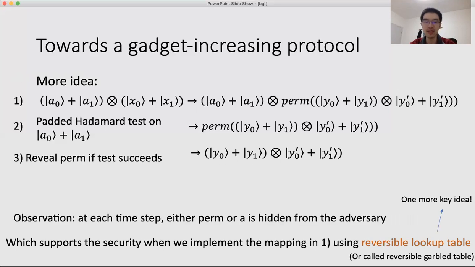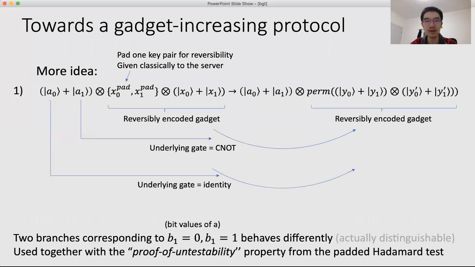And when we design the mapping in the first step, we can use the reversible lookup table. And we can see this is still a mapping from 2 gadgets to 3 gadgets. But we can first pass one input key pair for reversibility. And this part is given classically to the server, so the client doesn't need to add any extra quantum computation for that. But this is still not enough to get a protocol that is secure on both of the output gadgets. And we need to do more.